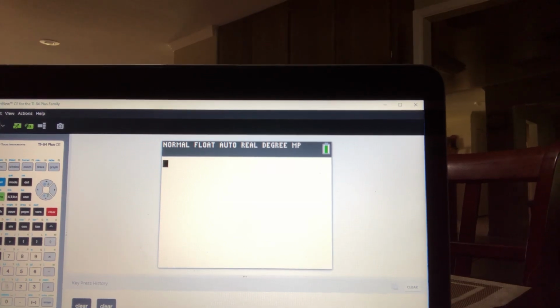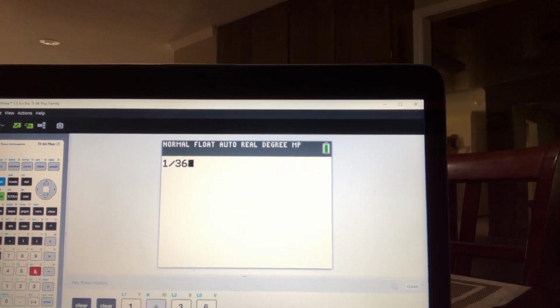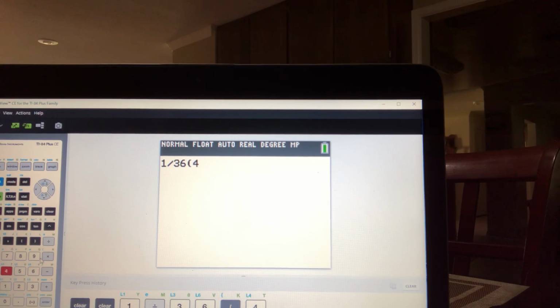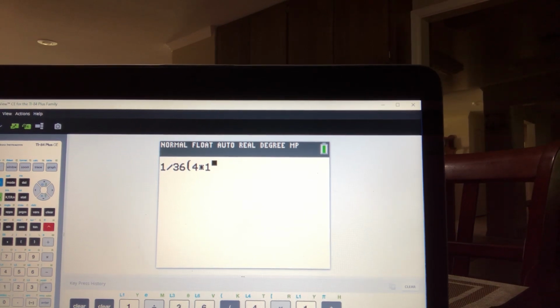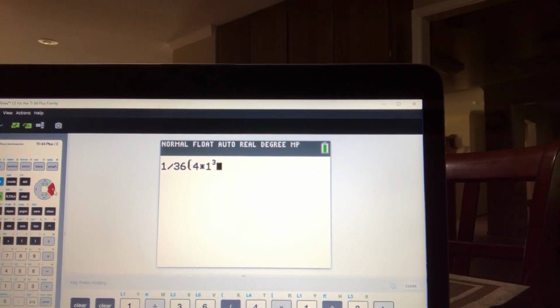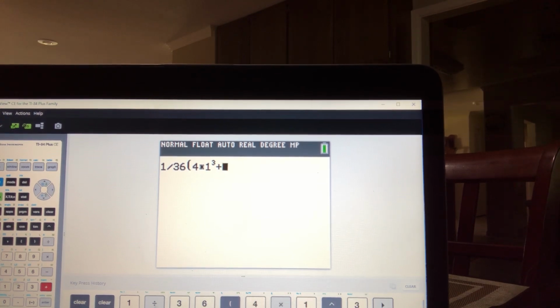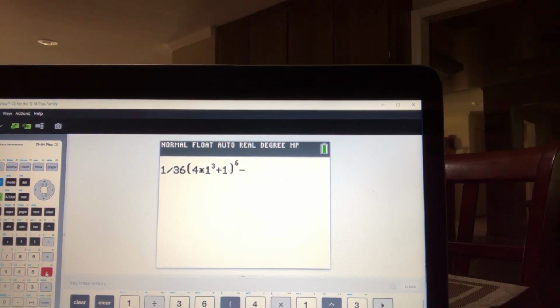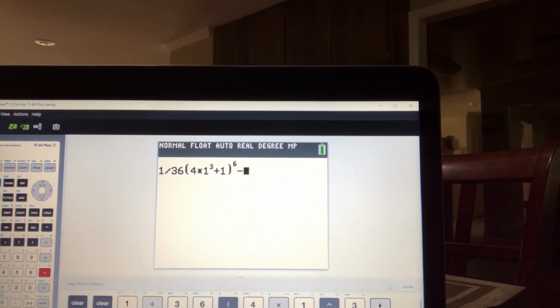All right, so we're putting in the 1/36 at the beginning. And then in parentheses, it was 4x cubed. So you're going to put 4 times the upper limit, which was 1 cubed. Then you will add 1. And that should be raised to the 6th power. Okay, so that's how it should look for plugging in 1. Now you are going to put a subtraction sign. Remember, this is the fundamental theorem of calculus. And now we're going to plug in 0. So it will be the same thing.